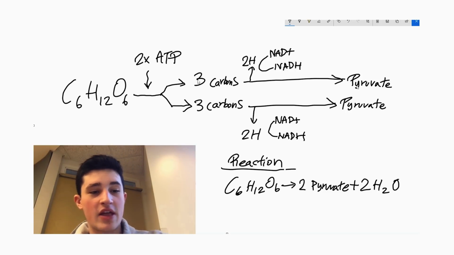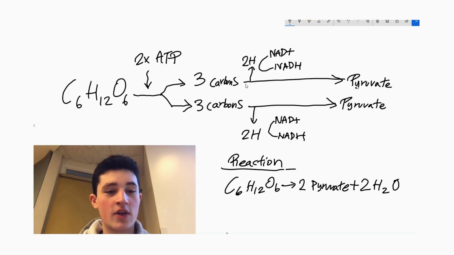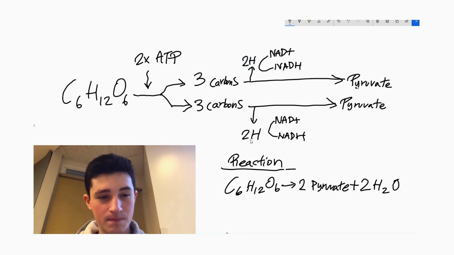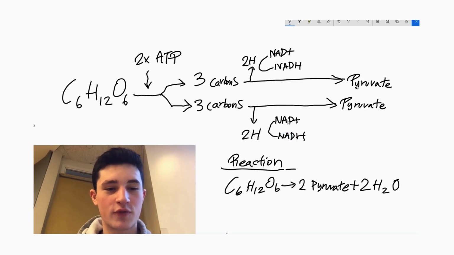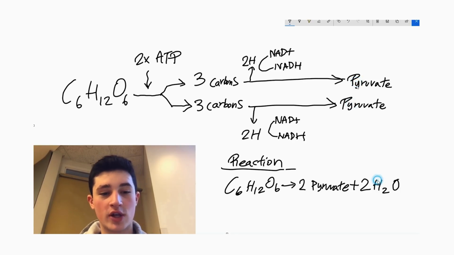of 3 carbons. Then 4 of the hydrogens from the H12 are broken off into 2 groups of 2 hydrogens and combined with NAD plus molecules to form 2 NADH molecules, each with a hydrogen. So the products of this reaction end up being 2 pyruvates and 2 H2Os.